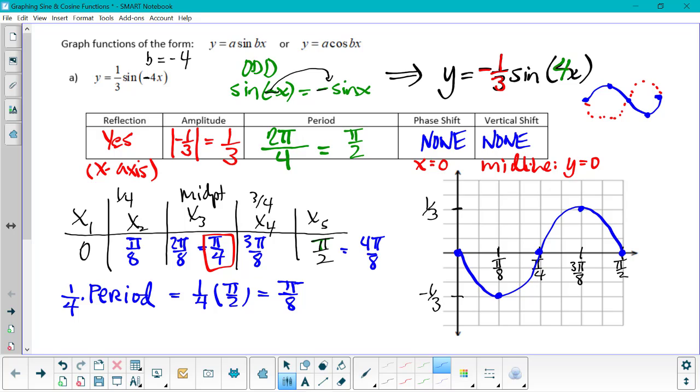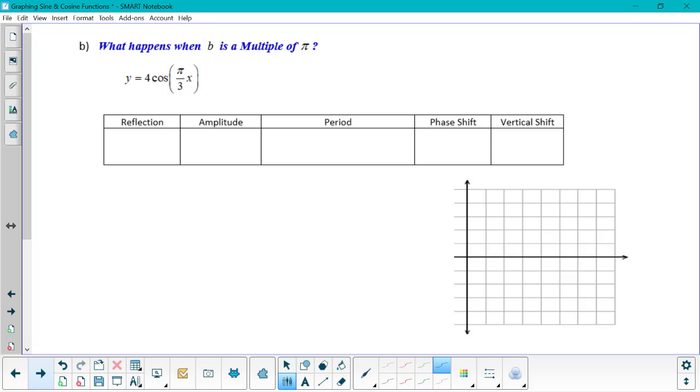You could repeat that, another pi over 2 units to the right or to the left, if you need more. Okay, let's look at another one that's kind of interesting. Sometimes you'll see that your b value is a multiple of pi, all right? And that's fine, but what does that do to the graph? What looks different about it? So let's take a peek.